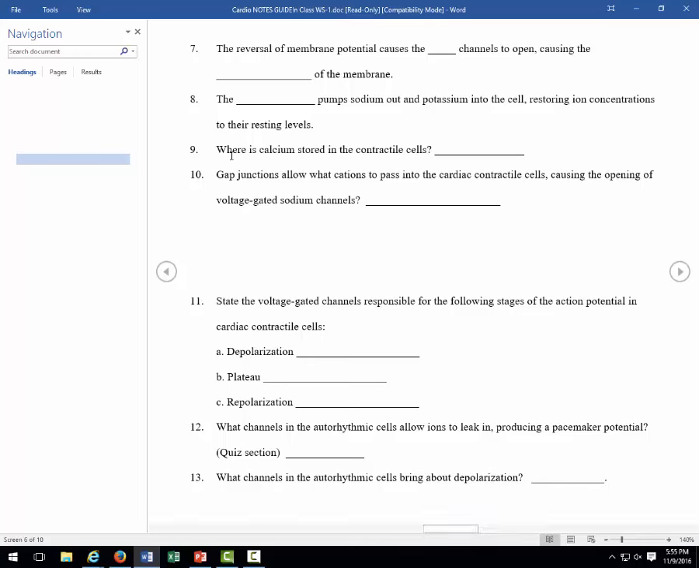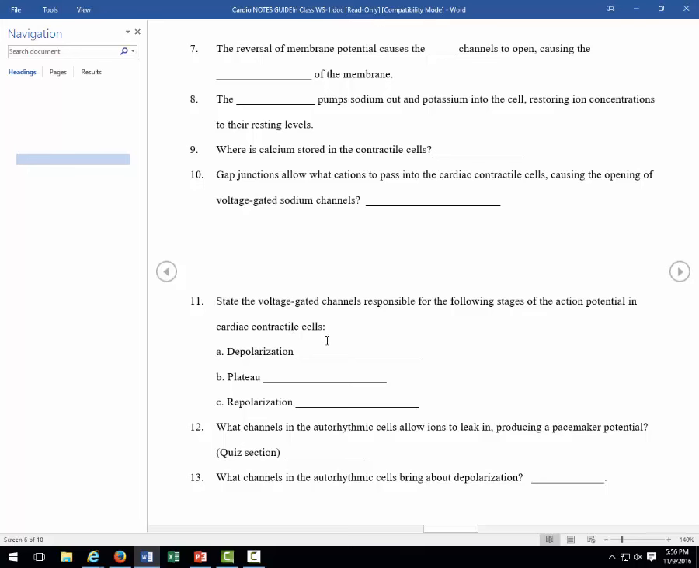Sodium-potassium pump, yep. Where is calcium stored in the contractile cells? The SR, sarcoplasmic reticulum. And gap junctions allow what cations to pass into the cardiac contractile cells, causing the opening of voltage-gated sodium channels? Calcium, positively charged ion. All right, state the voltage-gated channels responsible for the action potential in cardiac contractile cells.